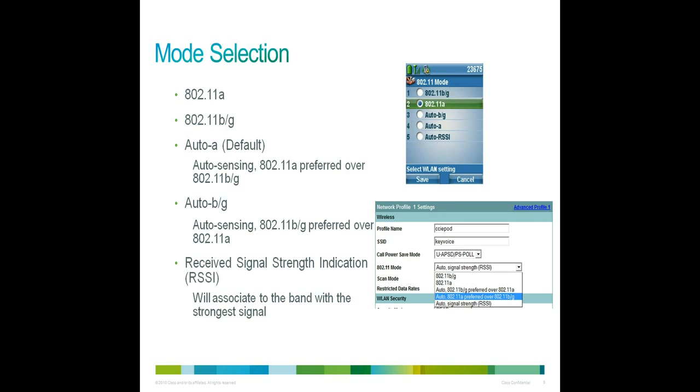However, the preferred option is either to use Auto-A if you plan to use both the bands, like the 2.4 and the 5 GHz, or just use 802.11a.